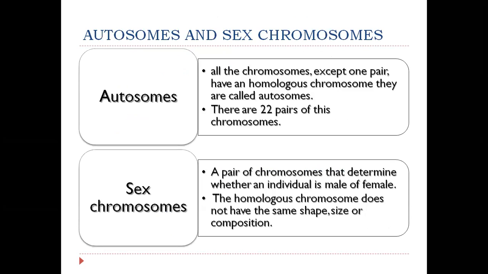Then the autosomes and sex chromosomes. Autosomes are all the chromosomes that have a homologous pair. There is an exception, the sex chromosomes, because sex chromosomes do not have one, unless this is a woman. Because of that, they are not autosomal chromosomes. If you see men, they have X and Y chromosomes, so that is not a homologous pair. From pair number 1 to number 22, they are called autosomes. And the pair number 23 is the sex chromosomes.